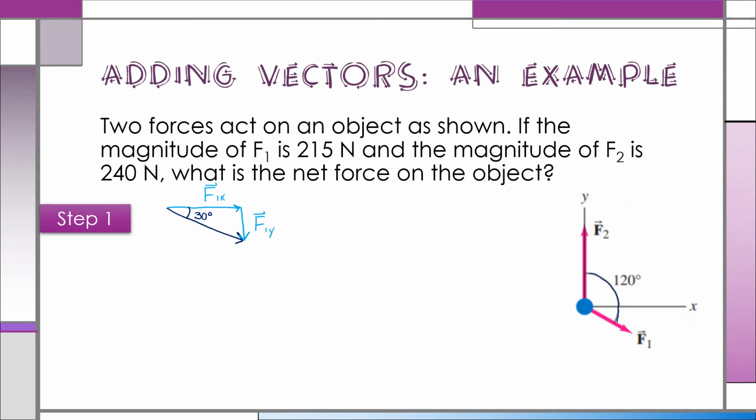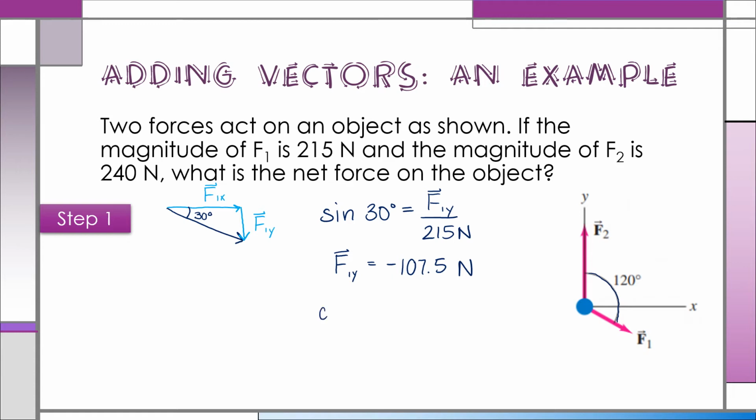I want to use those trig functions. So if I use the sine function, the sine of that angle 30 degrees is opposite over hypotenuse. So I would get F1y divided by that hypotenuse, which is the magnitude of that vector, or 215 newtons. Making sure your calculator is in degree mode is really important here to get an accurate answer. And you'll find that the y component of this vector is downward, so negative 107.5 newtons.